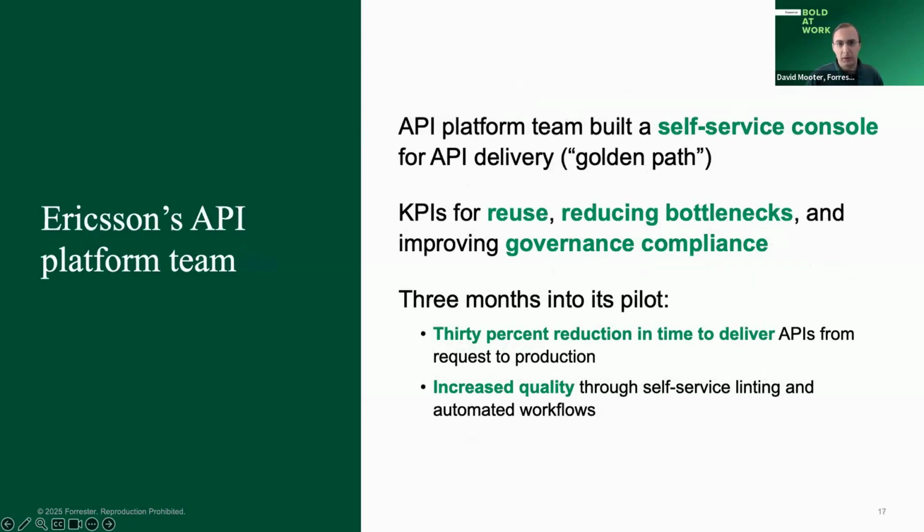Also, for platform engineering, another example: Ericsson had a platform team with a self-service console for API delivery. They were measured on things like reuse, reducing bottlenecks, and improving governance compliance. I should also add Roche's platform team was held accountable for similar kinds of metrics. And Ericsson saw great benefits as well: a 30% reduction in time to deliver APIs from request to production, and increased quality through self-service linting and automated workflows.